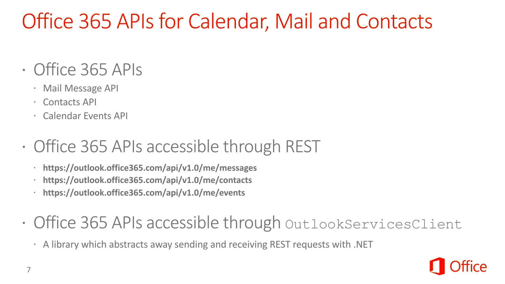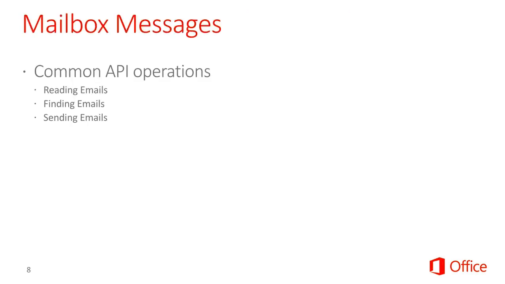The Office 365 APIs are accessible through the Outlook Services Client API. This is a .NET object that is going to abstract away the sending and receiving of REST requests to the endpoints. To work with email, or what we're going to call messages in the API, we have a couple of common API operations. We can read emails, we can find emails, and we can send them.